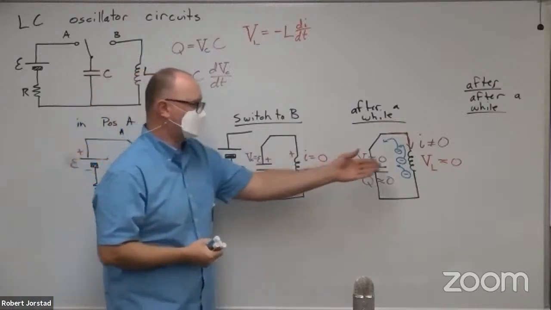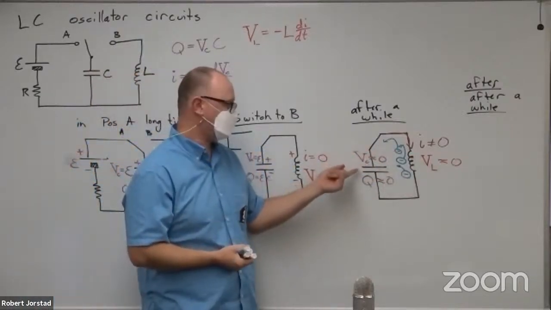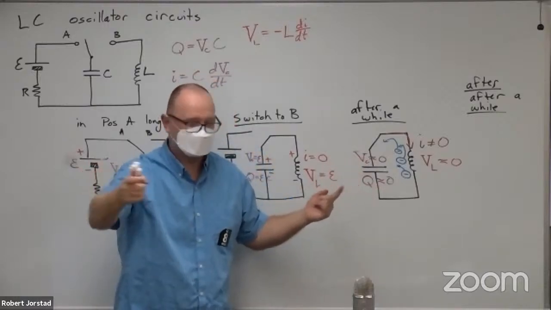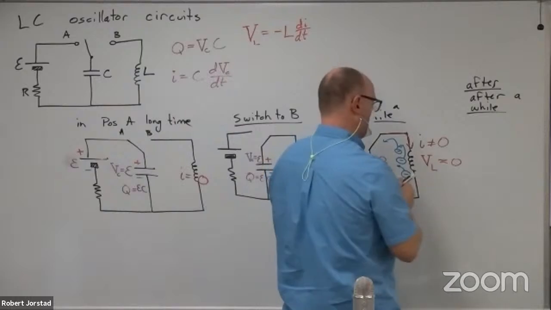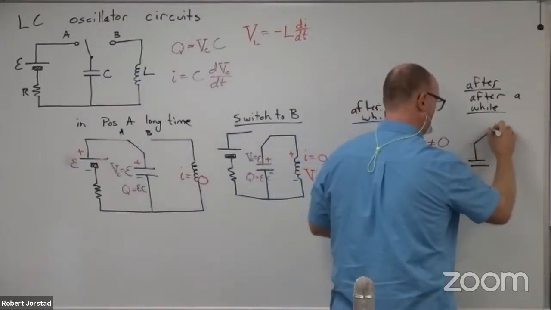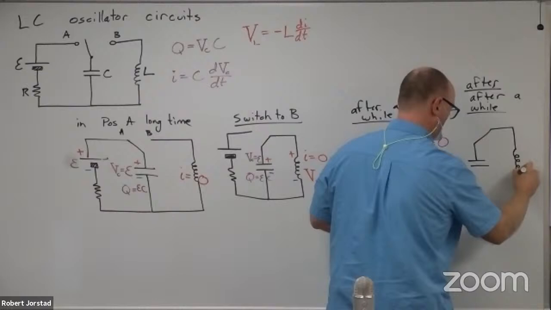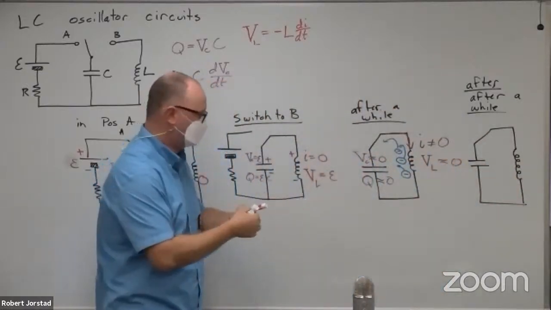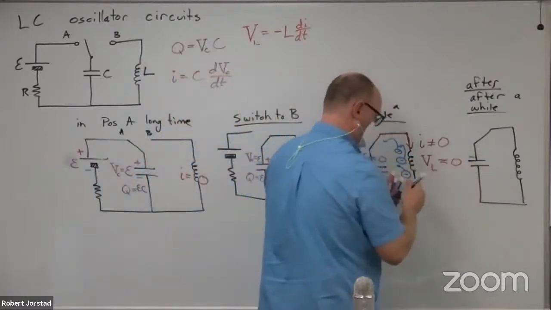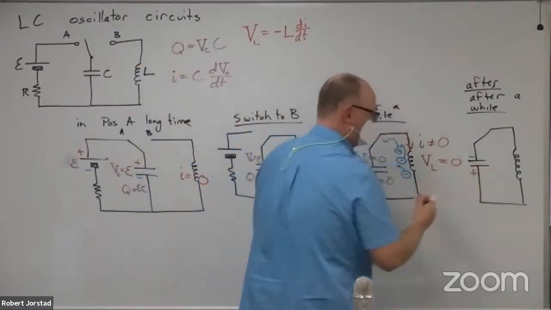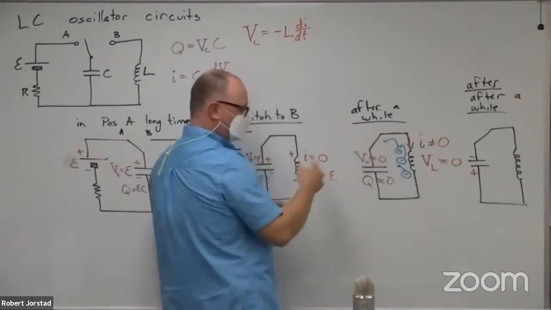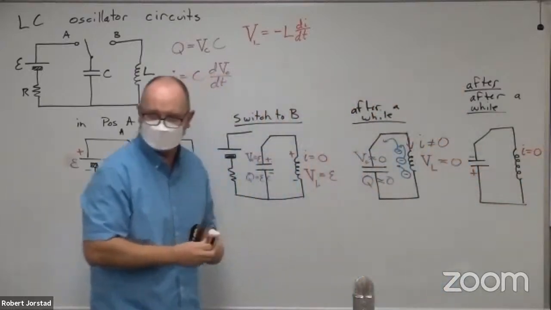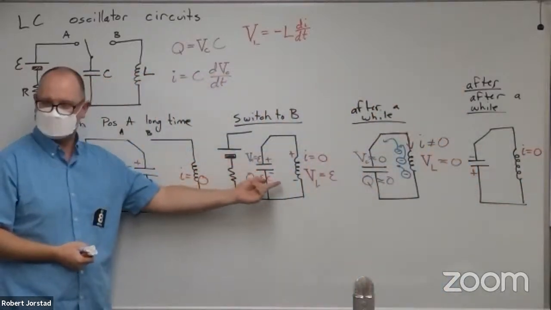Well, if this current persists, what's going to happen to the capacitor? It's going to flip the polarity. Do you agree? So after a while, it's going to look like this. Eventually, the capacitor is going to charge up the opposite way. And then this one is going to have no current because the capacitor will eventually stop the current. Do you see we're basically back to this?